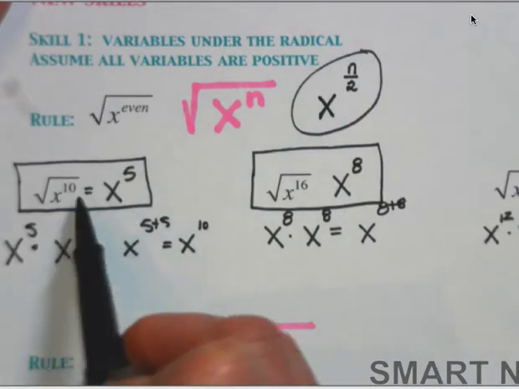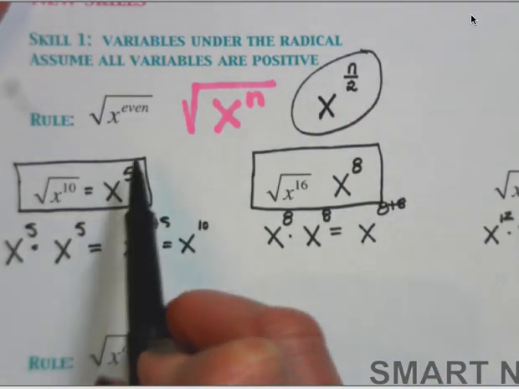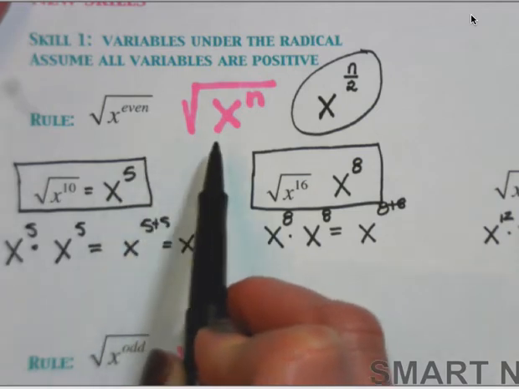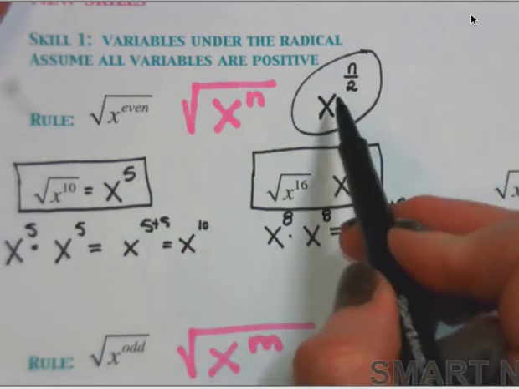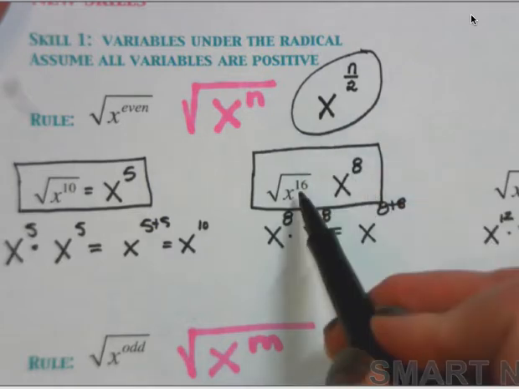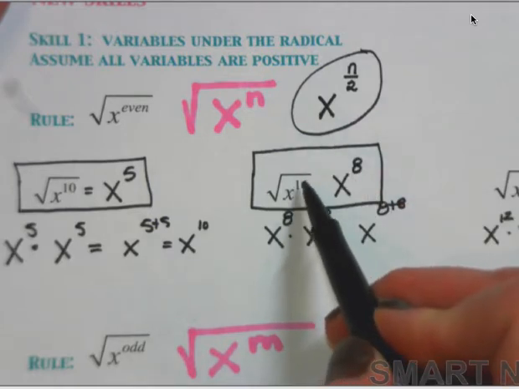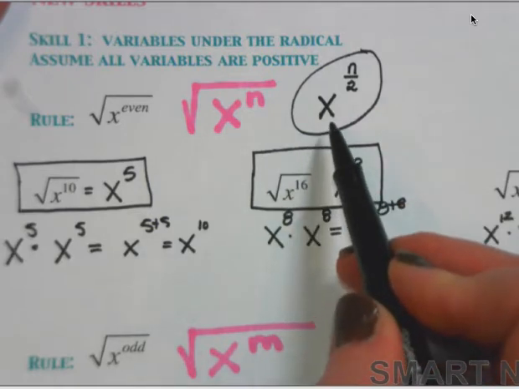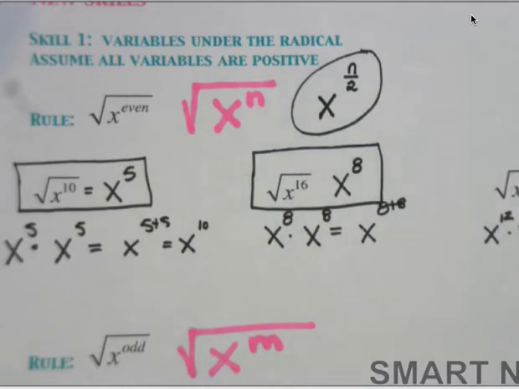So when the variable is raised to an even power, that represents the perfect square. And then outside the radical, you write the variable once, and you just simply take that exponent number and you divide it in half, and that represents the simplified answer, the simplified form.